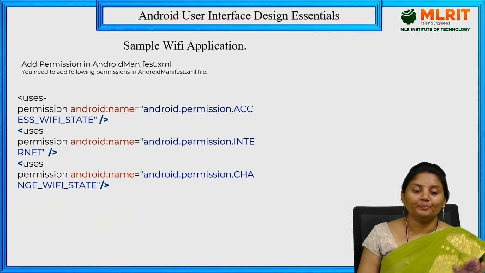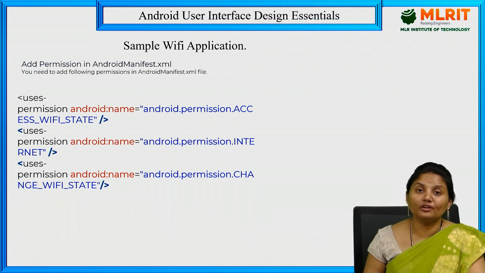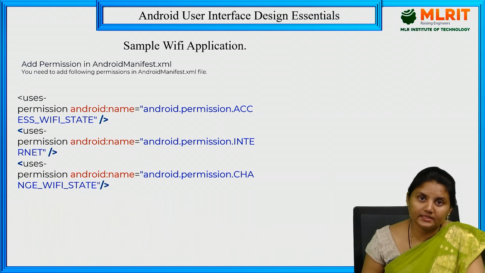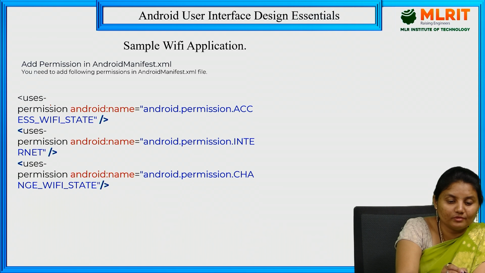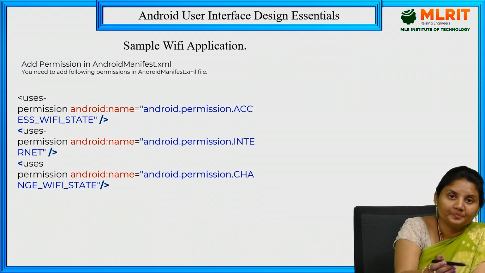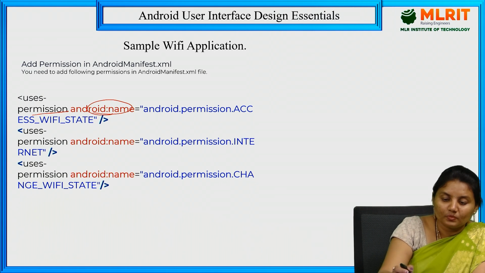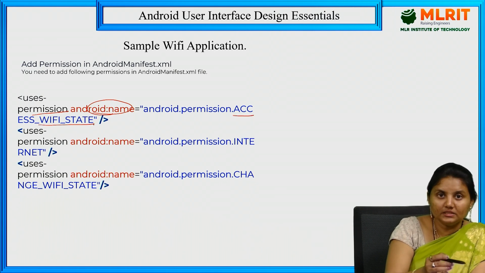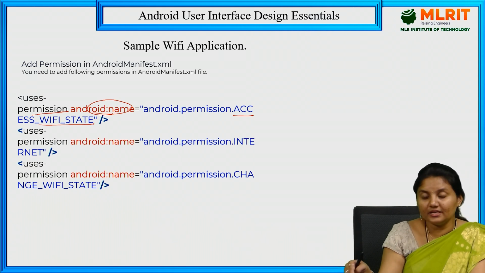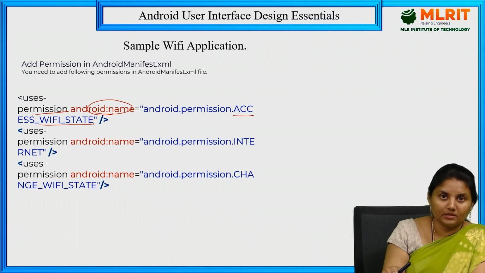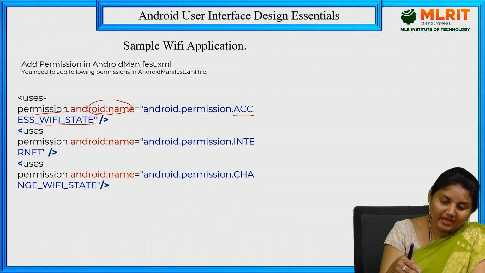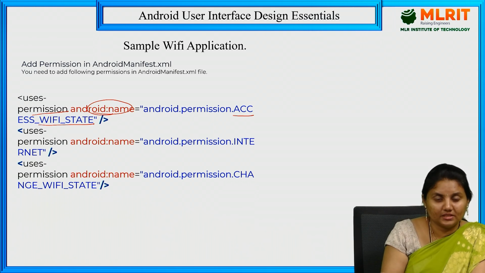Now, for the Wi-Fi application also, your Wi-Fi manager should enable and disable. For enabling and disabling, you need some permissions. So, you have to add these permissions in the manifest file. What is that? Permission, android:name. What is the Android name? ACCESS_WIFI_STATE. Means until and unless you access your current Wi-Fi state in the system, you cannot enable or disable. So, by having the access only, you can make the changes.